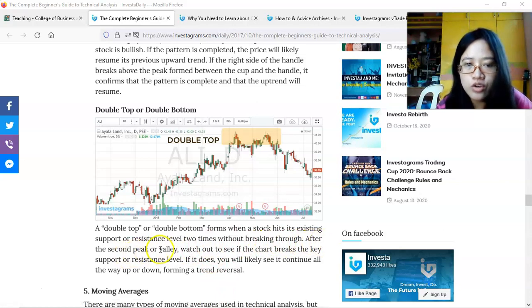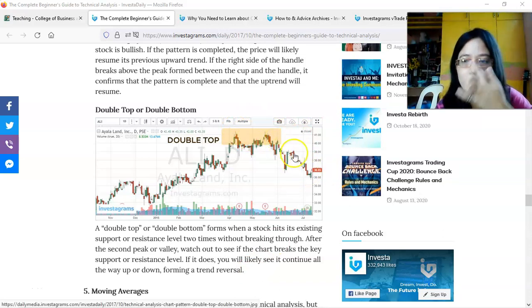After the second peak or valley, watch out to see if the chart breaks the key support or resistance level. If it does, you will likely see it continue all the way up or down, forming a trend reversal. Okay? Pero kapag resistance, di ba, na breach na yung resistance, normally, pababa na ulit. Okay?